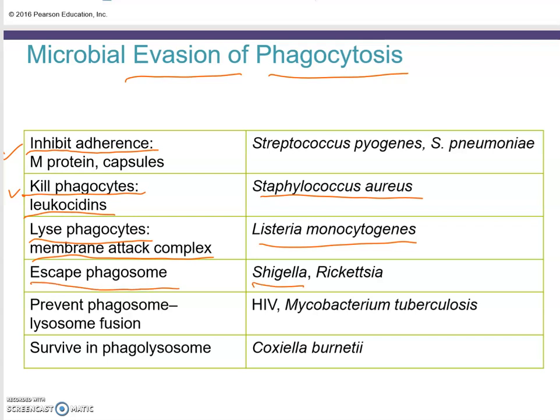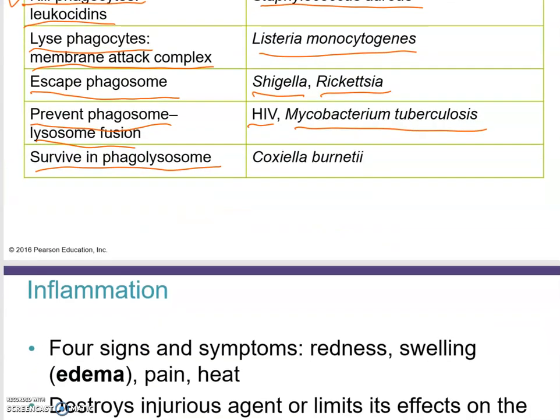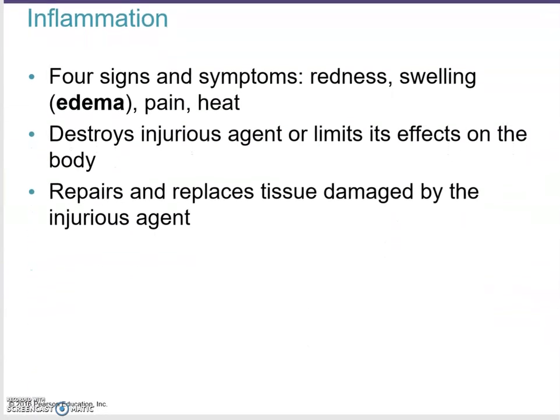There will be Shigella and Rickettsias, and some prevent phagosome-lysosome fusion. That's true for HIV and Mycobacterium tuberculosis. And some simply survive the phagolysosome. That's Coxiella burnetii. Now let's move on to inflammation.